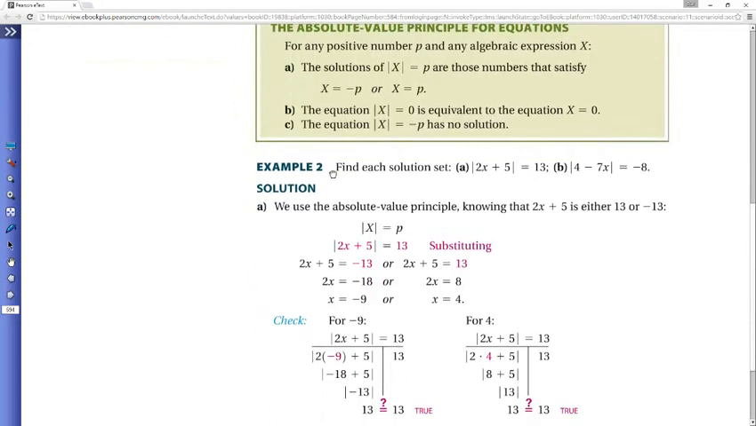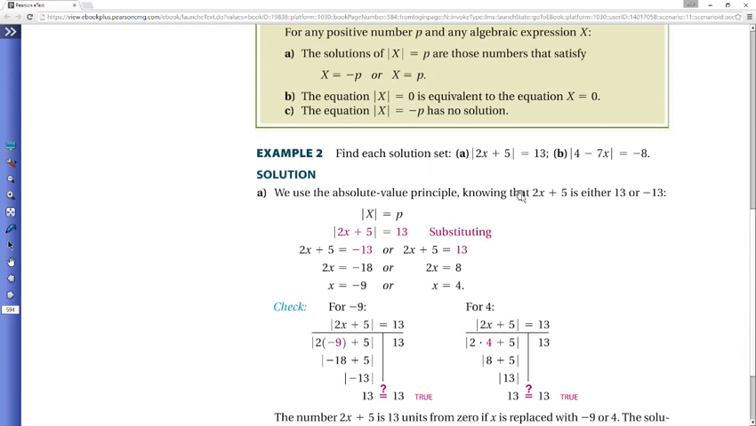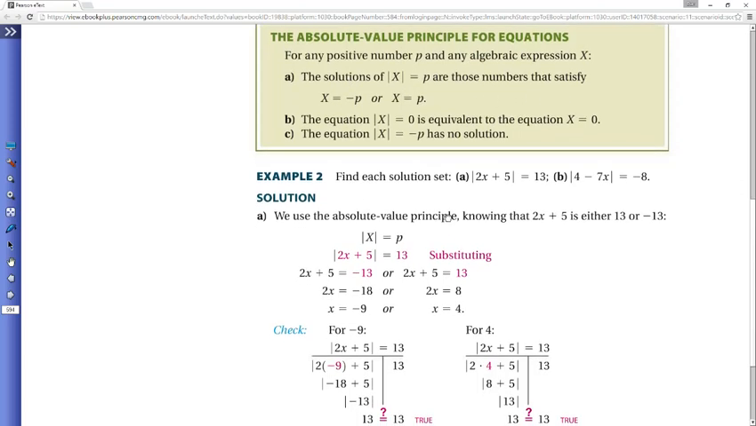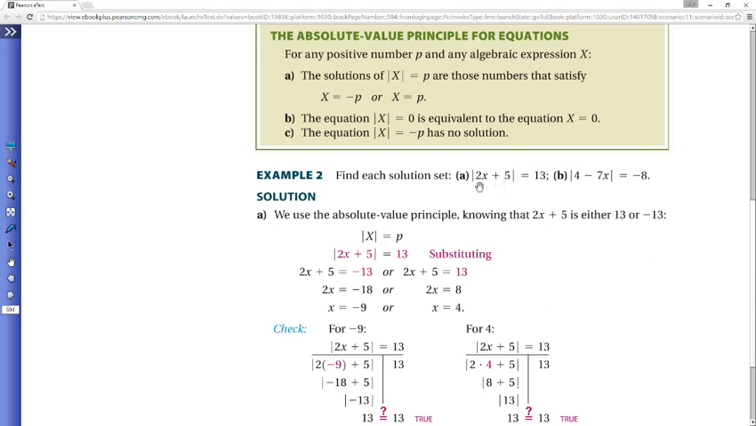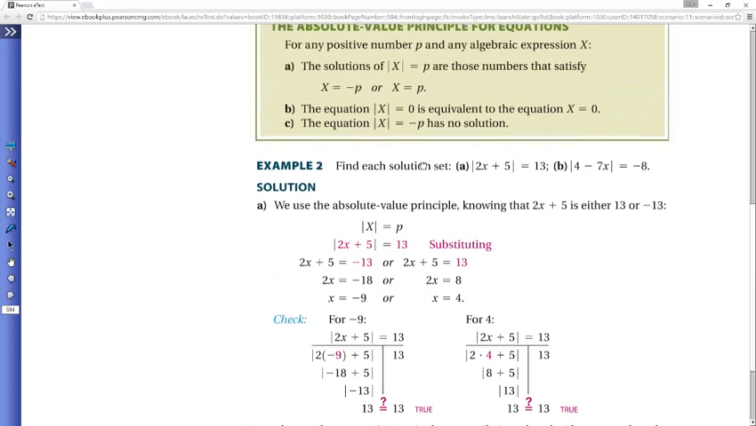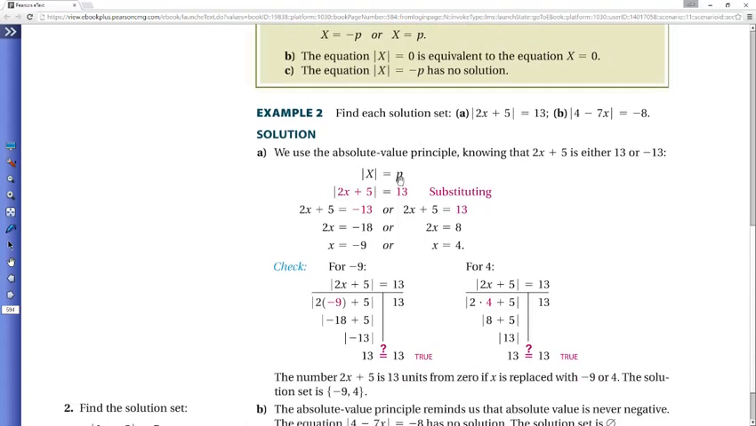So let's look at some of these more complex ones. With this principle, the A part of these principles they're putting down here is that we have the absolute value, like this first example, the absolute value of 2x plus 5 equals 13. Well, to define this, they say this 2x plus 5 will be the x in that principle they were talking about, and p is the 13 in this case.